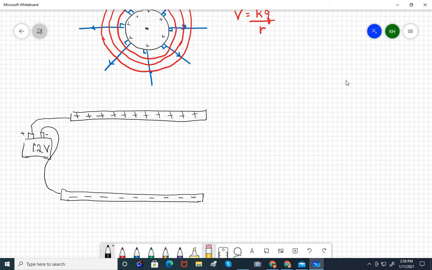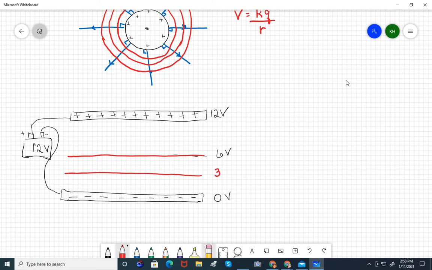Okay. We would consider this to be 0 volts. We would consider this to be 12 volts. If I choose the point that's exactly in the middle, this would be 6 volts. That's going to be one of those red equipotential lines. That's an equipotential surface, right there at 6 volts. There's another one halfway between 0 and 6 at 3 volts. And another one between 6 and 12 at 9 volts.